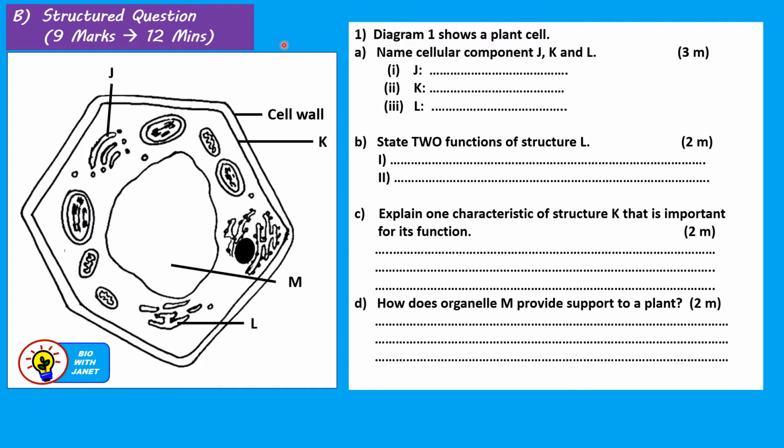Do try the question yourself first, and take out a pen and paper to write down the long answers for this subjective question. Later we will discuss the answers and you can mark your own answers. Apart from that, do underline some of the keywords in the questions, like functions, characteristic, provide support, and so forth. Now you can pause the video and try the question, and after that we will discuss the answers together.